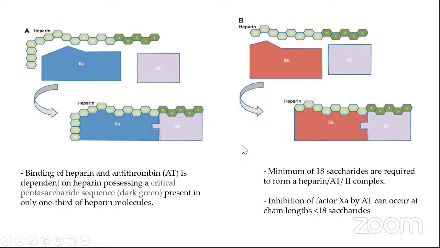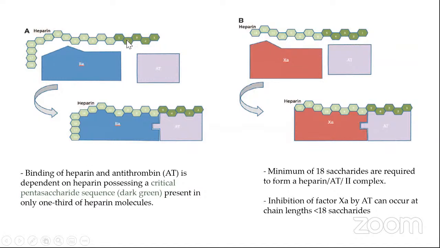We said heparin needs to interact with antithrombin. Do you see this dark green bond of the heparin? This is the important bond that binds to antithrombin. The binding of antithrombin to heparin requires a critical pentasaccharide sequence, which is dark green here. For heparin to bind to antithrombin, you need this very important sequence. And same here as well: that's the important sequence which binds to antithrombin.